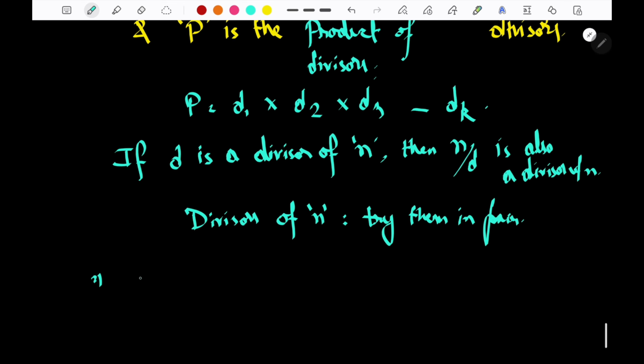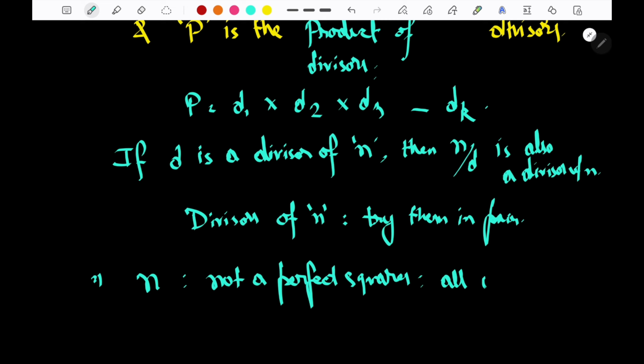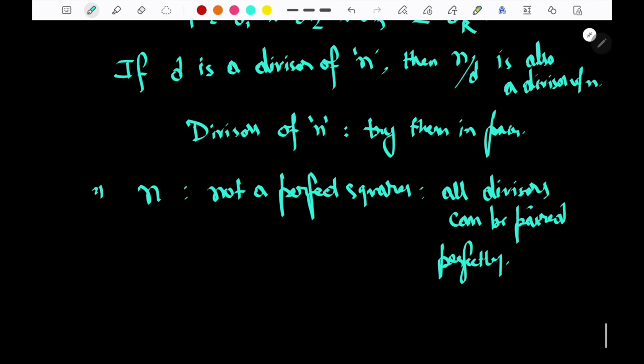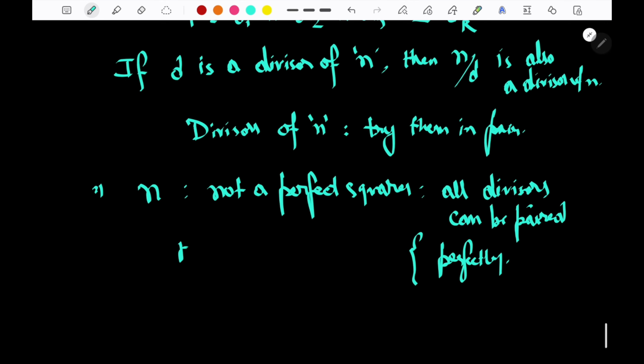जैसे मान लो क्यों पेयर कर रहे हैं. n अगर परफेक्ट स्क्वायर नहीं है, नॉट अ परफेक्ट स्क्वायर, तो इसका मतलब क्या होगा, इसके सारे डिवाइजर्स, ऑल डिवाइजर्स कैन बी पेयर्ड परफेक्टली. कैसे? चेक इट आउट. सो व्हाट इज द स्ट्रेटेजी कि कितने ऐसे पेयर्स होंगे. अगर मान लो k डिवाइजर्स हैं, तो पेयर कितने होंगे, k by 2 पेयर्स.